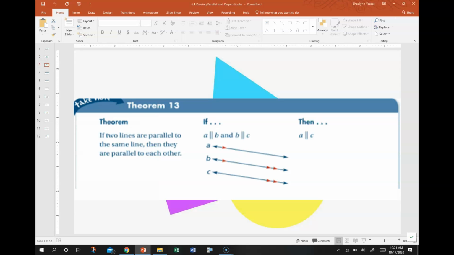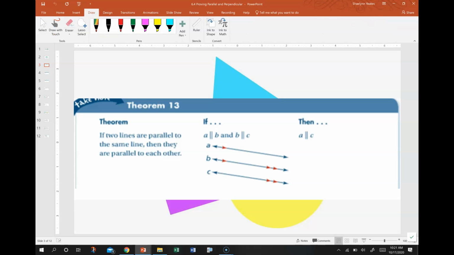I'm going to change the names of these theorems because theorem 13 seems kind of silly. So it's theorem: if two lines are parallel to the same line, they are parallel to each other. I'm going to call this my parallel transversal theorem, because it's using that transversal theorem, but with parallel lines.